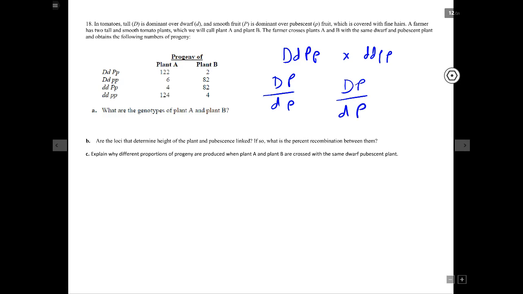Where this is a little p. This is coupled, and this is in repulsion. Because here the big D and the big P are on opposite sides. Here the big D and the big P are on the same side. So which kind of plant, so how do I know all that?